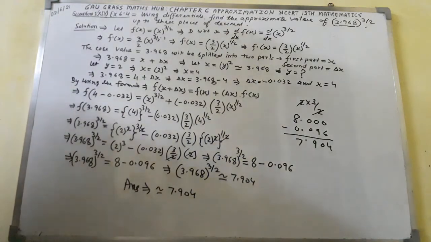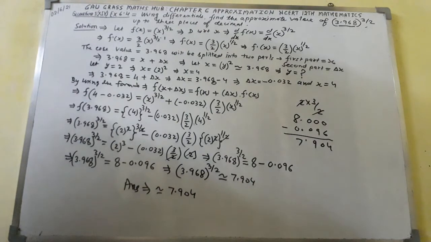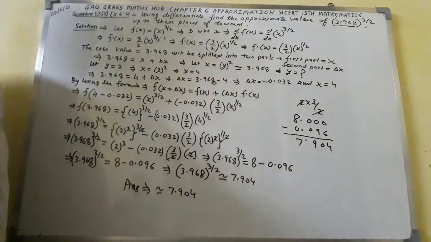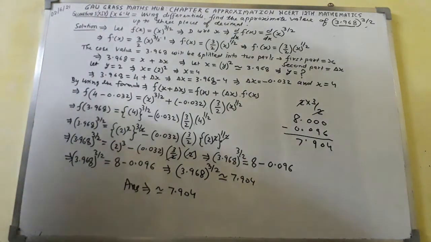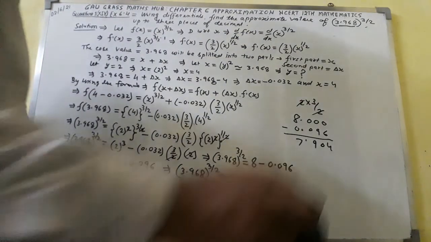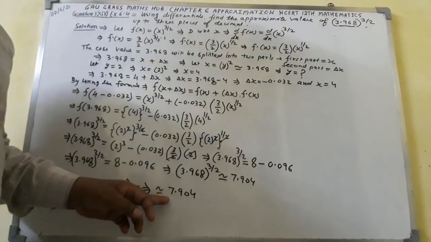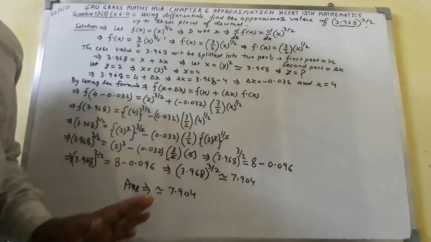This is the proper explanation and solution of question number 1, Roman 14, that has been taken from exercise 6.4, chapter 6, approximation of NCERT 12 mathematics. This is the rough work I am going to erase here. Answer you have got approximate value 7.904. Okay guys, thanks.